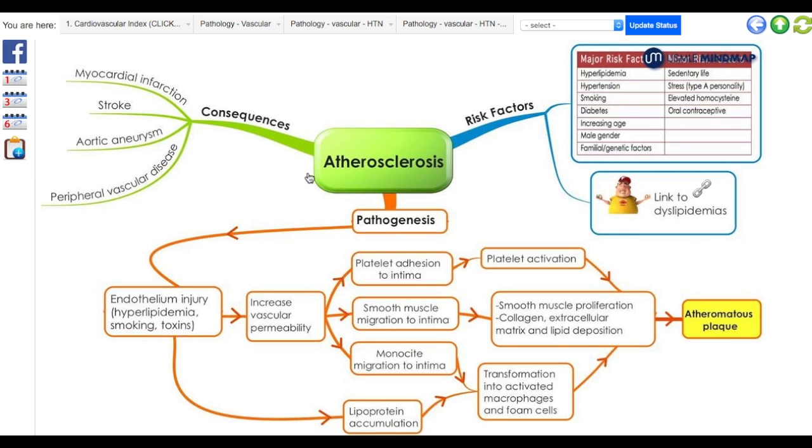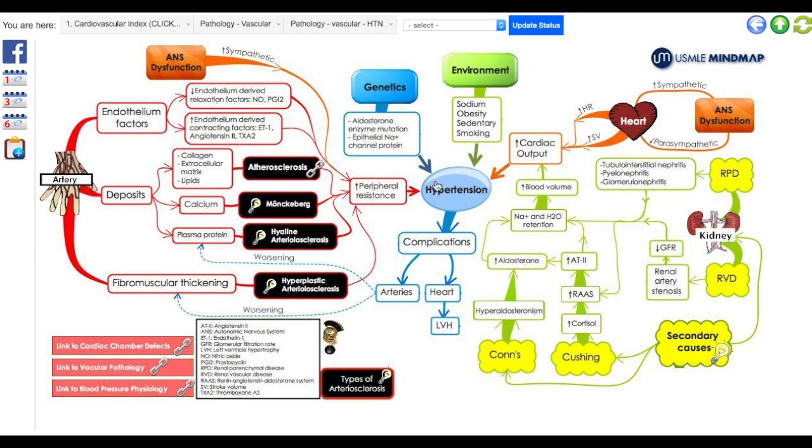Here the map explains the details. On the right, what risk factors are responsible for atherosclerosis? What are the consequences? And importantly, at the bottom, the pathogenesis. So the student is now getting into the depth of this pathology. Very good. Now let's go back to the follow the link.